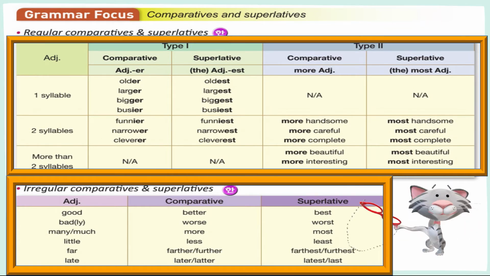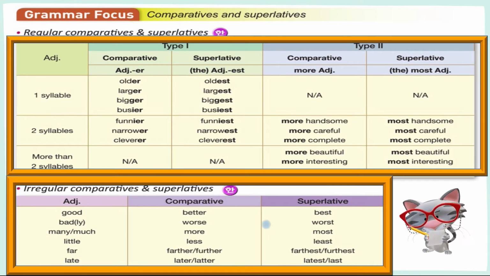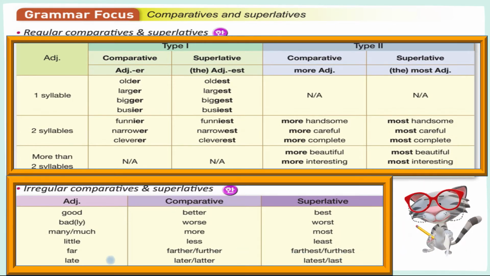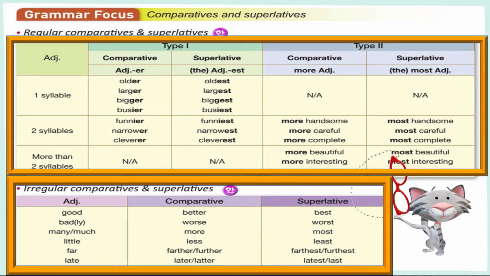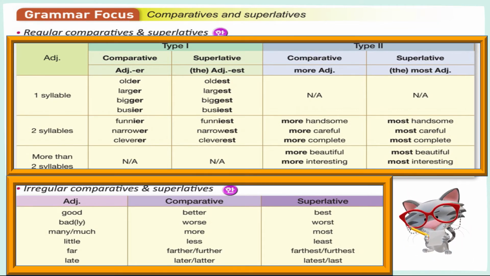Good becomes better and best. Bad becomes worse and worst. Many or much becomes more or most. Little becomes less or least. Far becomes farther or further, farthest or furthest. And finally, late becomes later, or latest or last. Yes. These are the things we need to take care of very specially. Yes, a lot to memorize, a lot to work on, so let's start practicing.